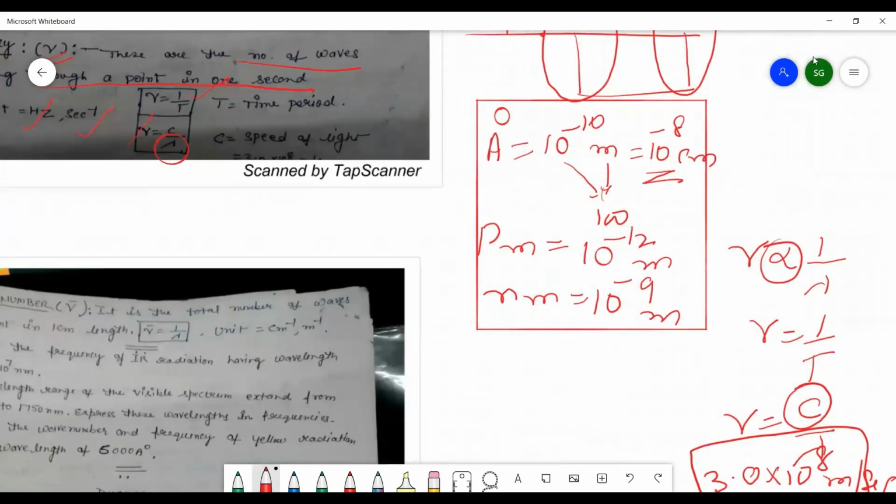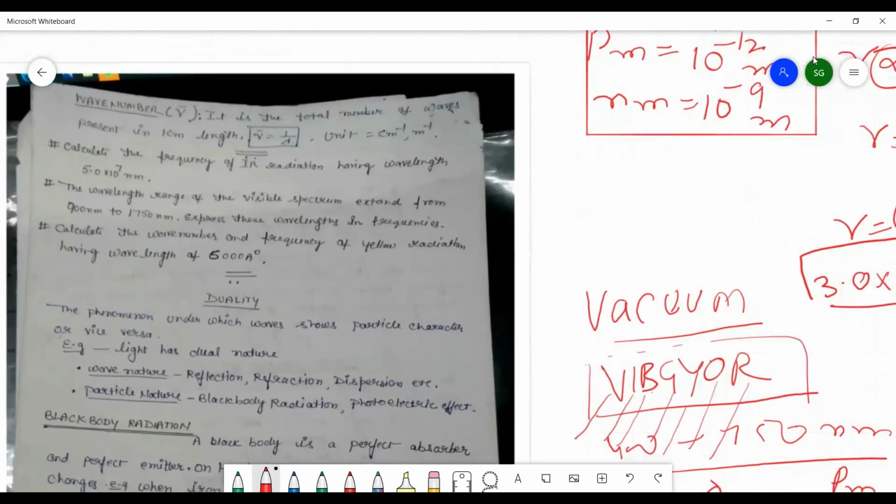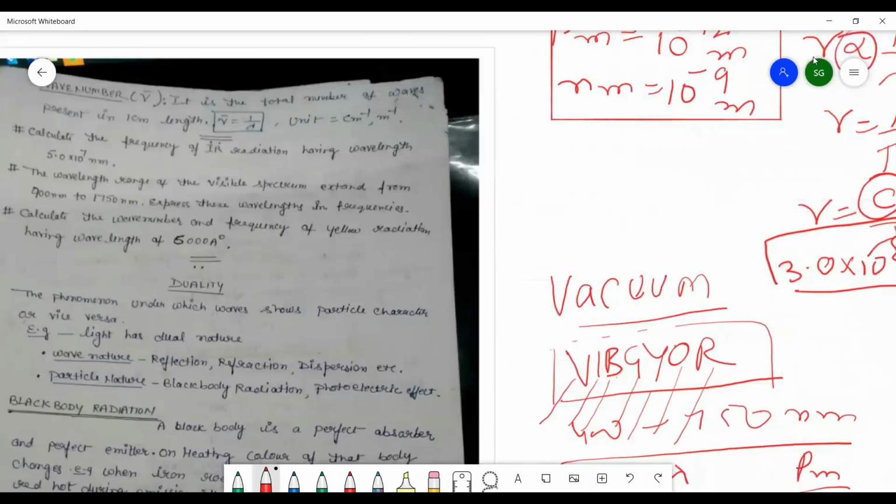Now, this is about the frequency. The next one is the wave number. Wave number is represented by mu bar. It is the total number of waves present in 1 centimeter length, and it has the relation mu bar is equal to 1 upon lambda, and it has the units centimeter inverse or meter inverse.